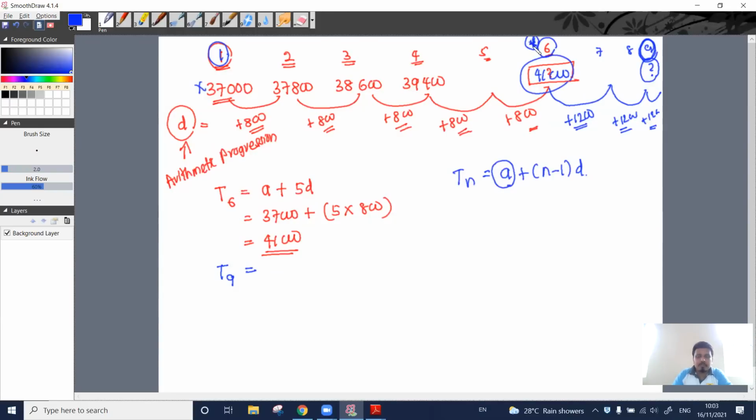Now there is a different pattern. Our pattern has changed. From this point to this point, there was only one pattern, a single pattern. The common difference was the same. But from this year onward, we have a different pattern now. Now there is a different common difference.